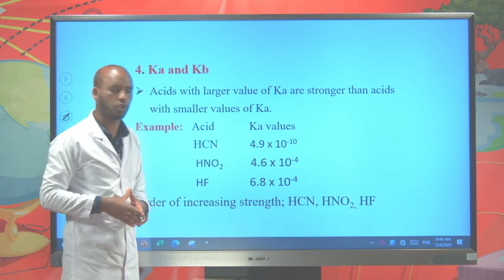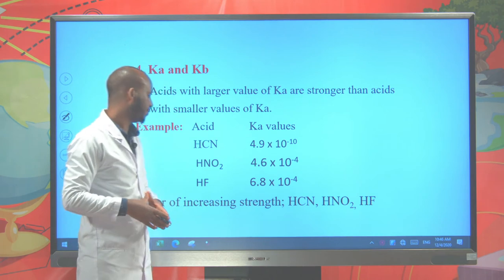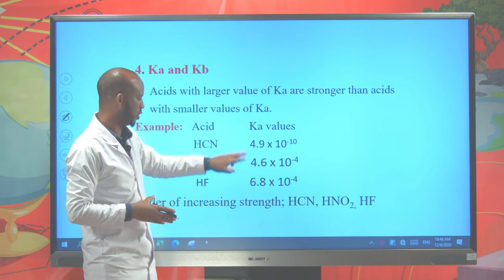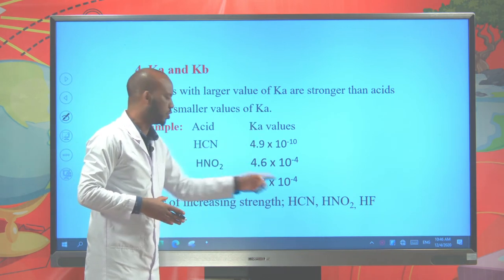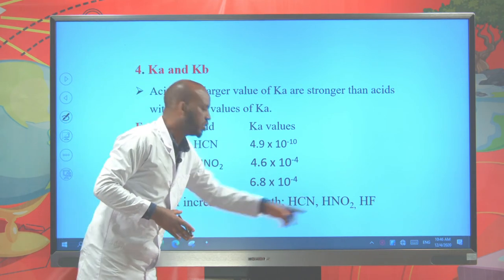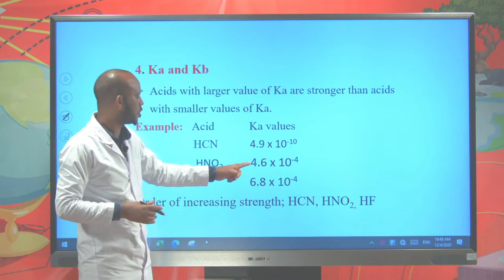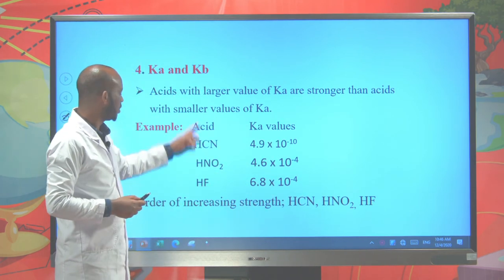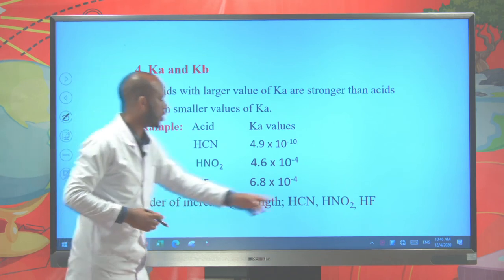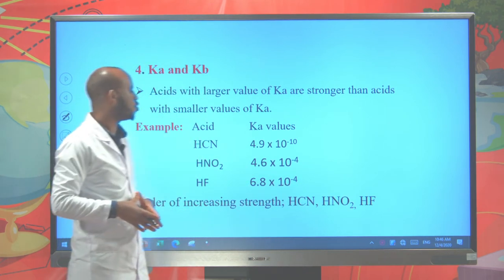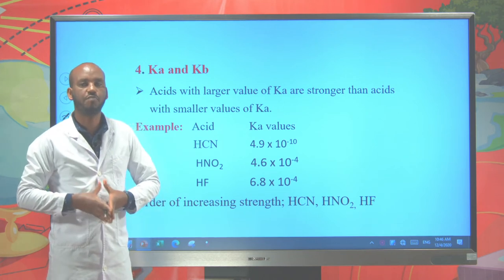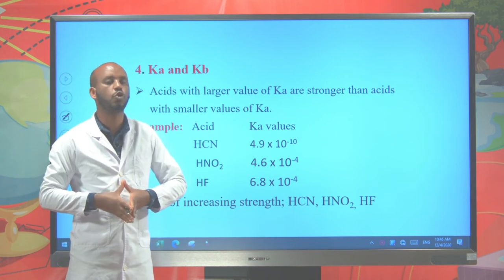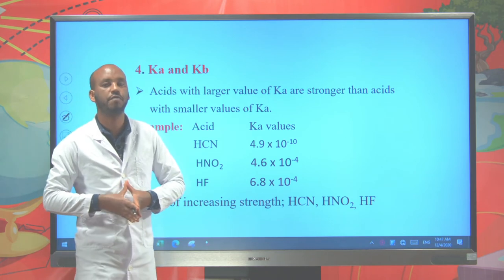Order of increasing strengths. Hydrocyanic acid is the weakest of these acids because its dissociation constant is small, 4.9 times 10 raised to minus 10, when compared with this. Then nitrous acid, its dissociation constant is 4.6 times 10 raised to minus 4. Hydrofluoric acid is the strongest of these acids. Its dissociation constant is 6.8 times 10 raised to minus 4. Therefore, one way of measuring the strengths of acids and bases is comparison of their dissociation constants, Ka and Kb values.